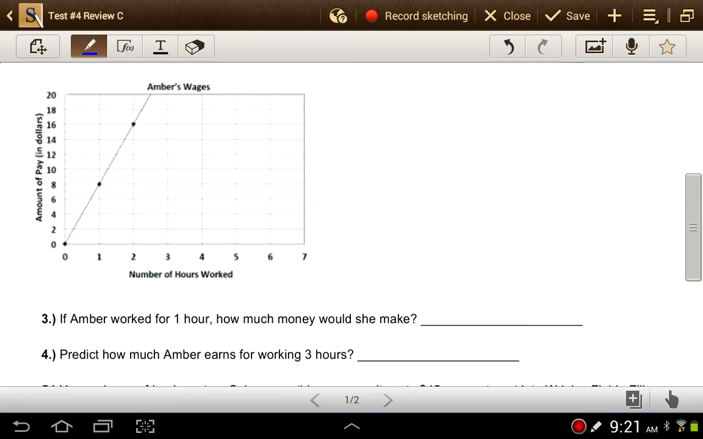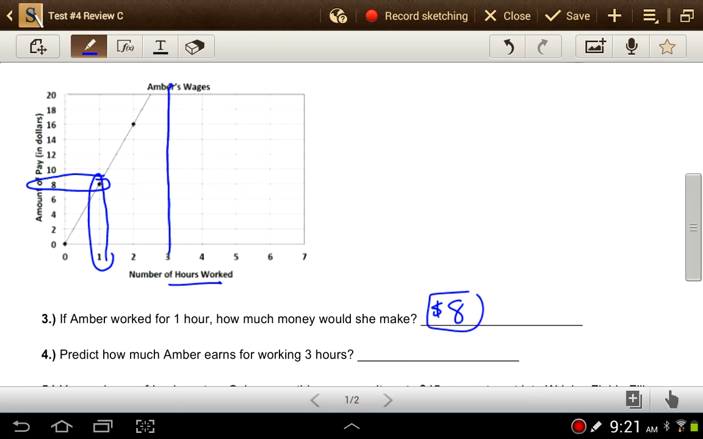So if Amber worked 1 hour, how much money does she make? So number of hours on the bottom. So I find the 1 hour, and then I scan over to the other side, and you would expect that she would make $8. Okay, predict how much she'd have for 3 hours. Well, if I look at 3, it's off the chart again. So I could continue the chart if I wanted, or I can look for the pattern. 1 times 8 is 8, 2 times 8 is 16, so I would do 3 times 8 for this one, which would be $24.